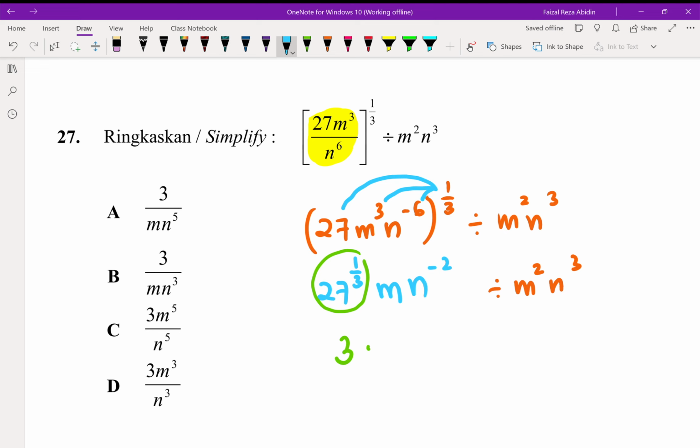So, we are going to take our m here, same base, m with m here. When it becomes divide here, means that 1 minus 2. So, your m here becomes negative 1. Negative 2 and also negative 3, you're going to get n here is negative 5. So, we are going to rearrange back for our base with negative indices. Isn't it? Betul tak? Yeah. So, you are going to bring down, make it a fraction. You're going to get 3 over m and n to the power of 5 there.